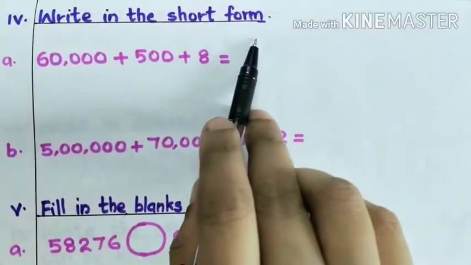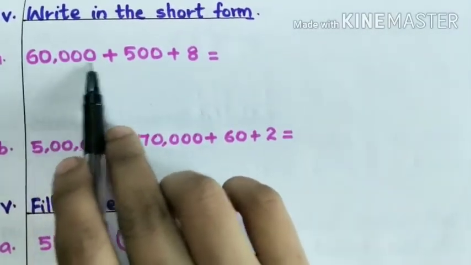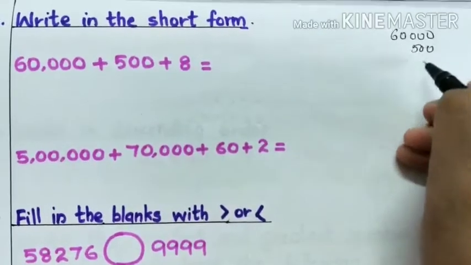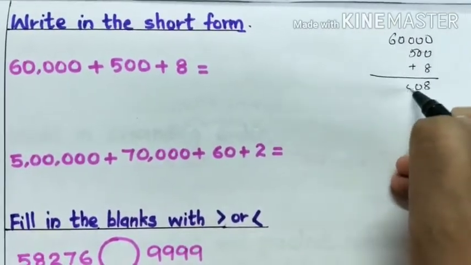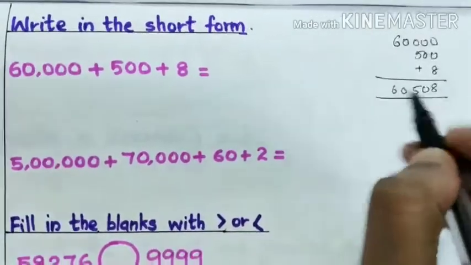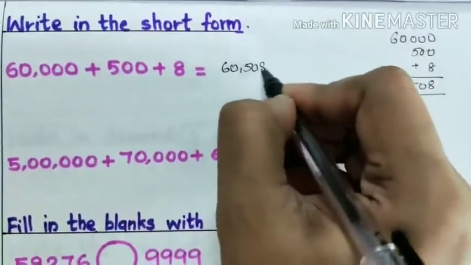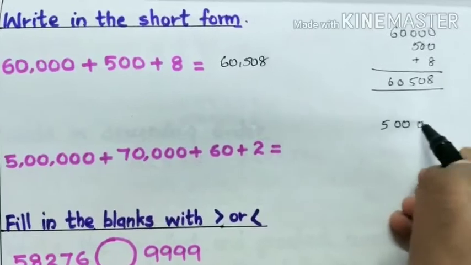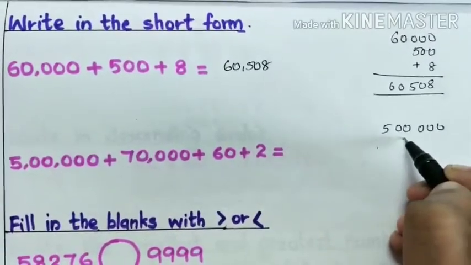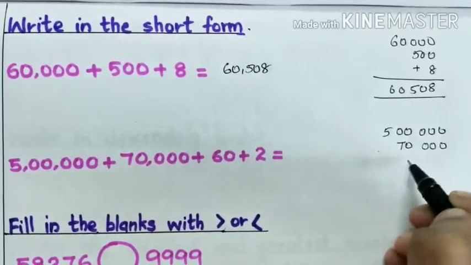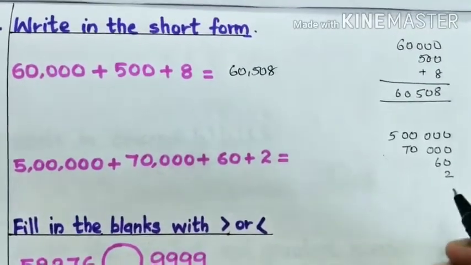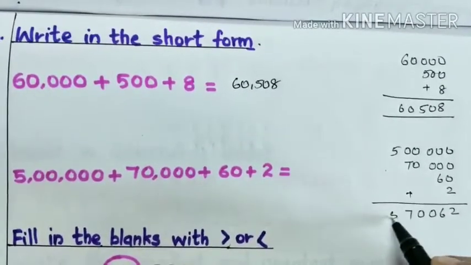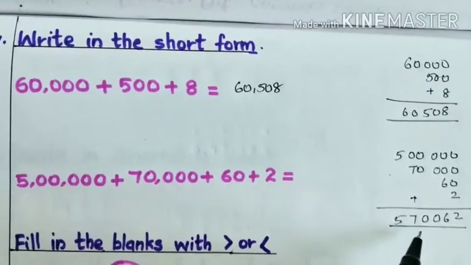Write in the short form. Now when you get questions like this, we have to add and look. 60,000 plus 500 plus 8 is 60,508. 5 lakh plus 70,000 plus 60 plus 2. Answer is 5,70,062.